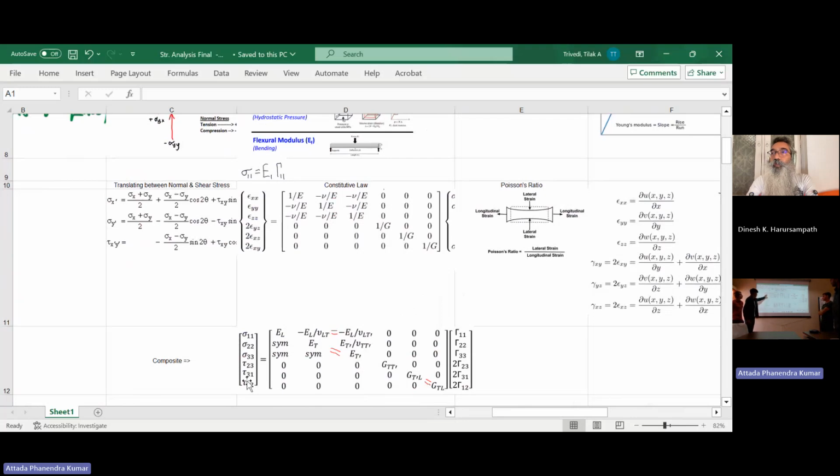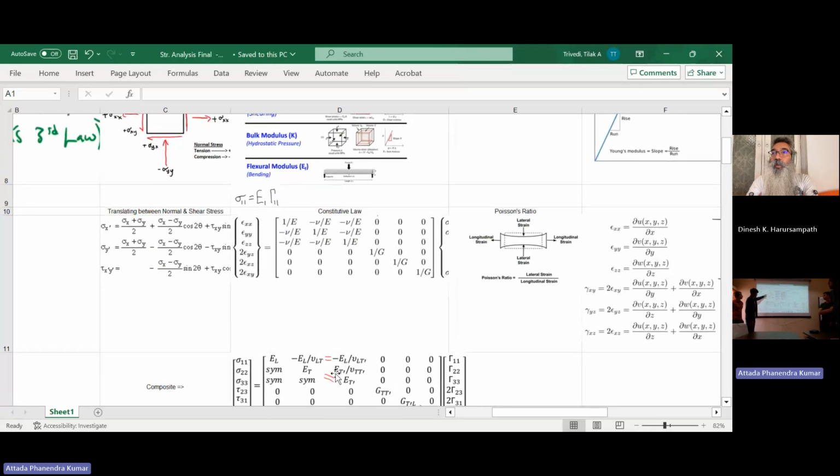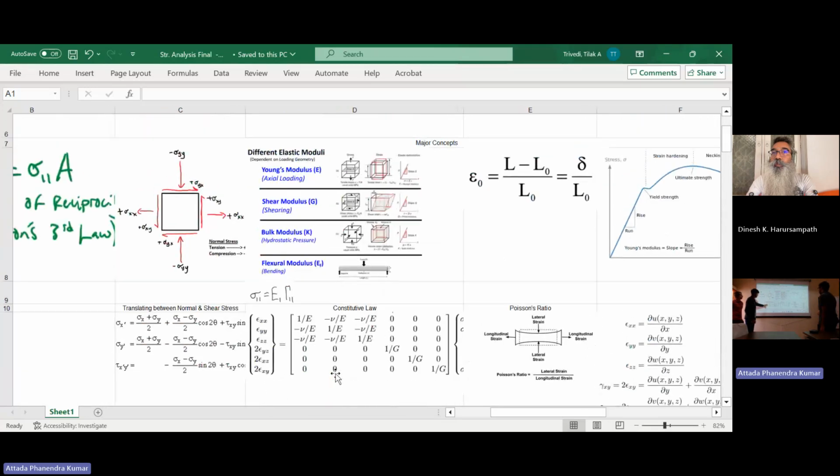These equations right here translate between normal and shear stress. So I feel like this box are related in that sense. It's just basically translating between normal and shear stress. The equation's kind of cut off here, but this is something we learned in deformable bodies, right?